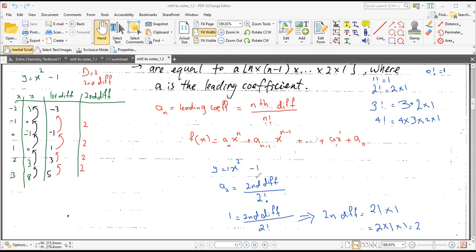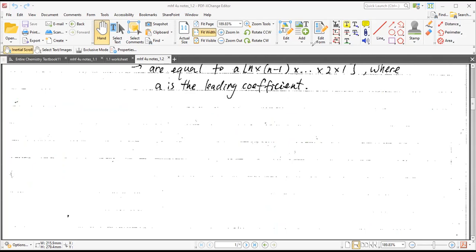So let's say sometimes you do not have the leading coefficient. You have the nth difference and n factorial, and you want to find the leading coefficient. You can use this formula. Okay, so let's just move on.